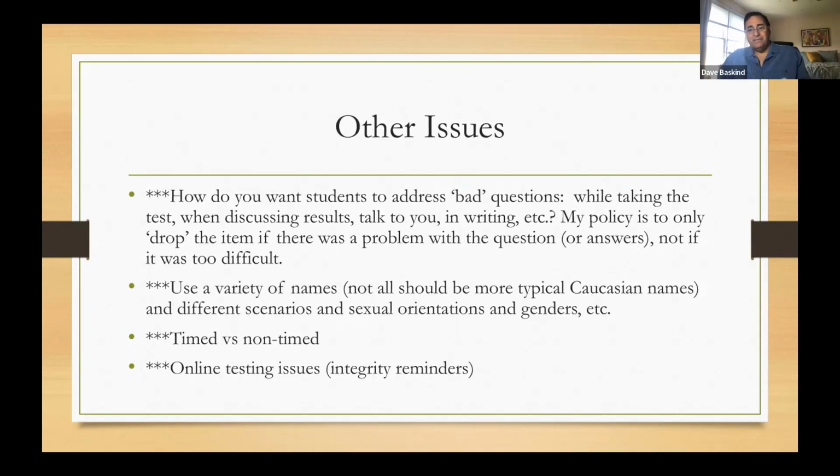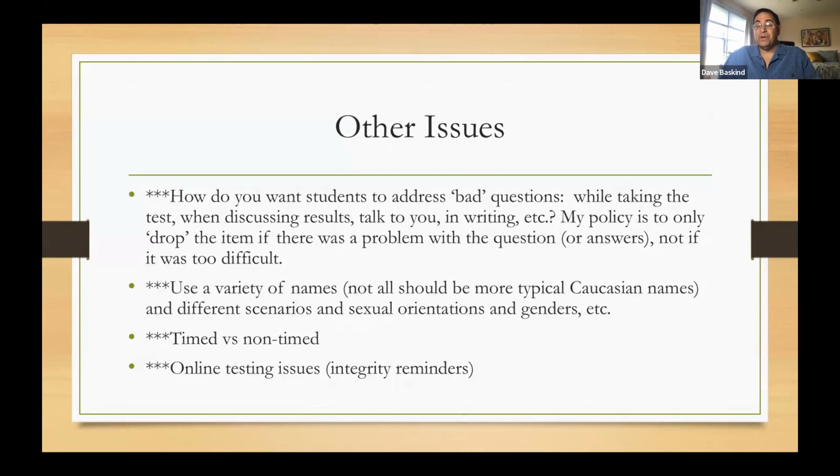So if they see item number 5 and the wording is a little funky, or both B and C seem to be correct answers, I can take a look, I can address it. Sometimes I'll say, hey, everyone, there's a problem with item number 5. Here's what it should say. And I can clear that up right then and there. But with online tests, they don't necessarily have that option. So what do you want students to do?